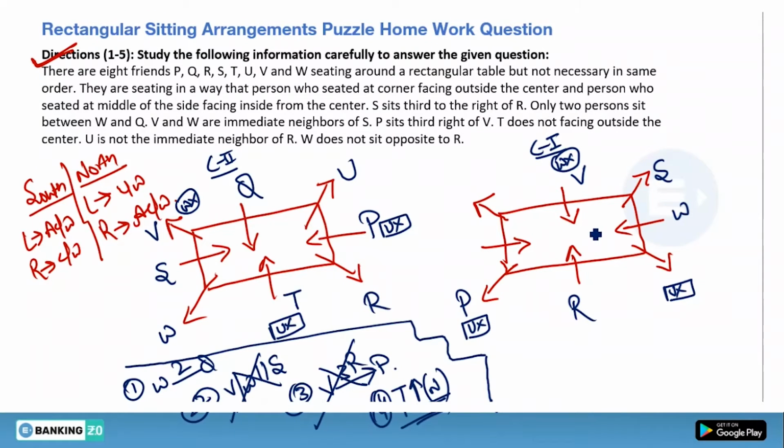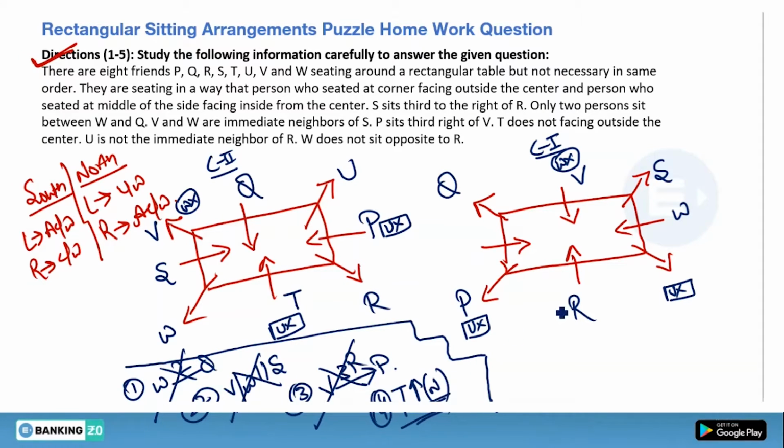Now let's check case number 1. Between W and Q there are two persons sitting, so 1 and 2, Q can come over here. 1 and 2, P is already seated, so there is no space left for Q. So we will get the confirmed place for Q, that is this one. Now this hint we have used completely.